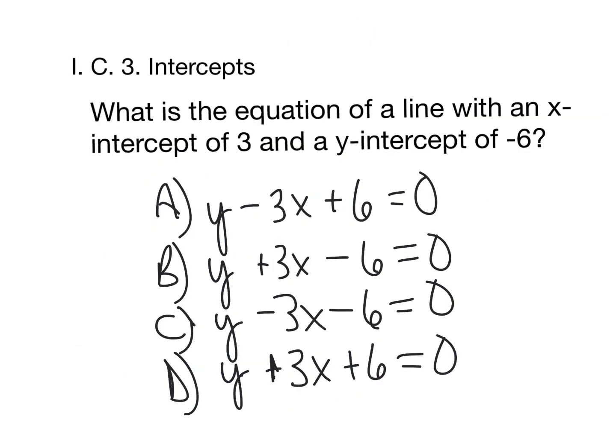The next thing we're going to look at is intercepts. If we're looking at an equation, they can ask what the x-intercept and the y-intercept are. They could ask what the equation is. And those are just where the graph crosses those axes. So on this problem, we're trying to find a line with an x-intercept of 3, so that would be going through the point (3, 0), and a y-intercept of -6, so that would be going through the point (0, -6).